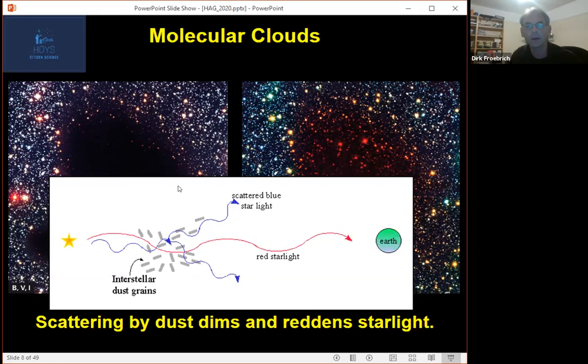Now, of course, we can't actually look around the cloud. We can't move the cloud away to have a look and then analyze these dust grains. But in our project, we actually use this effect, and I'm going to show you an example later on how we can learn about the size of the dust grains in these star-forming regions in our project.